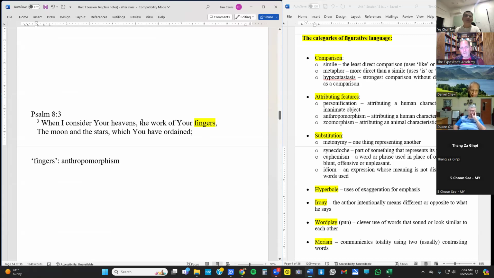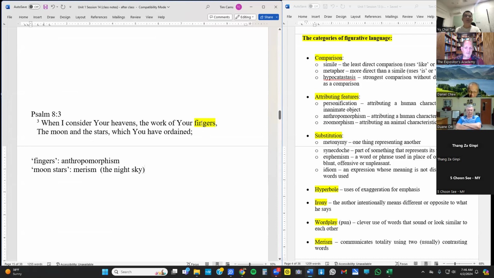But again, with parallelism, the work of your fingers, which you have ordained, he's talking about creation, what he created. So just knowing parallelism, we could understand from the context what ordained means here. Moon and stars, yes, he did literally create them, but I would also say that's a merism in the sense that it's describing the night sky. It's an expression for the totality of the night sky. Now it's not figurative, but it is a figure of speech that is used here.